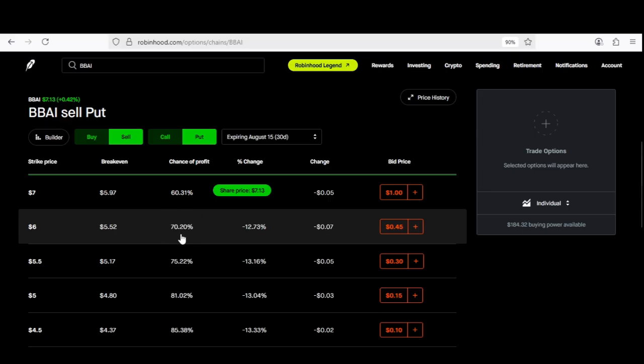It's a 70% chance. But I think a 70% chance is really, really good, because if you do get assigned on this trade, or if this trade does decide to go against you, then you could go ahead and do another option strategy in order for you to get even more income.